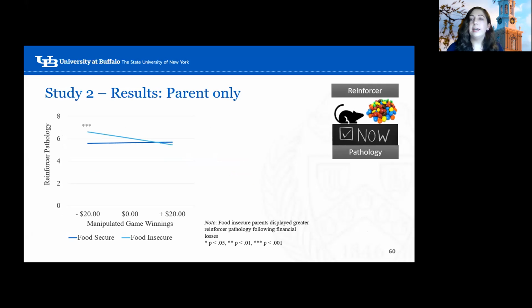When we combine this all together into one model examining reinforcer pathology, a significant three-way interaction emerged between dyad role, parent versus offspring, food insecurity, and winnings on the game. Food insecure parents in our study showed greater reinforcer pathology after losing money compared with winning money. But these small amounts of monetary losses did not have an effect on the food secure parents or the adolescents or children.